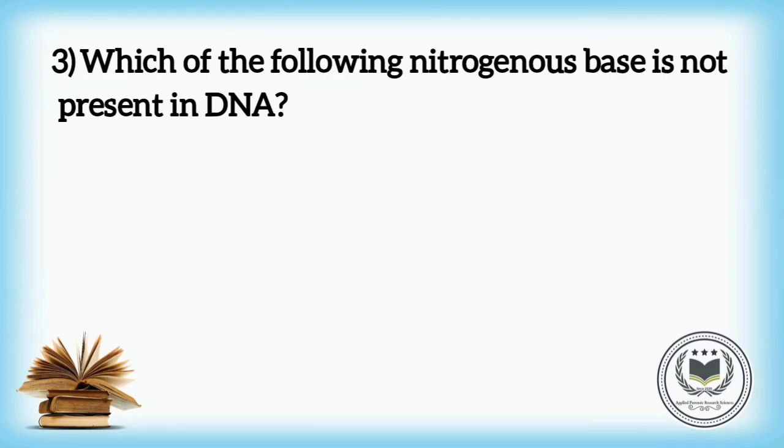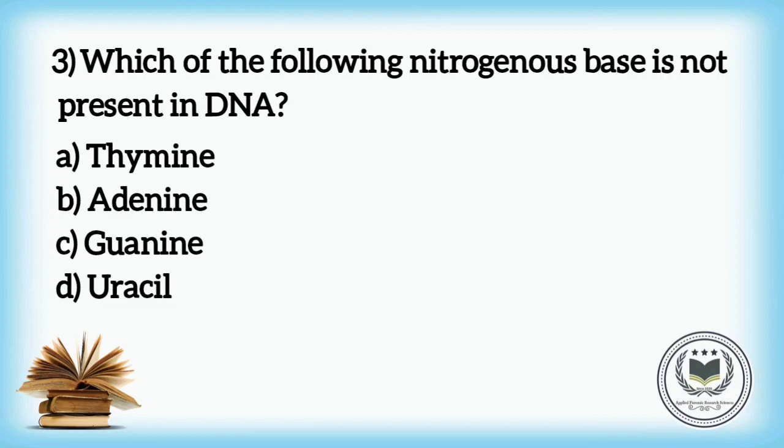Here's the third question. Which of the following nitrogenous bases is not present in DNA? And the options are A. Thymine, B. Adenine, C. Guanine and D. Uracil. And the correct answer is D.